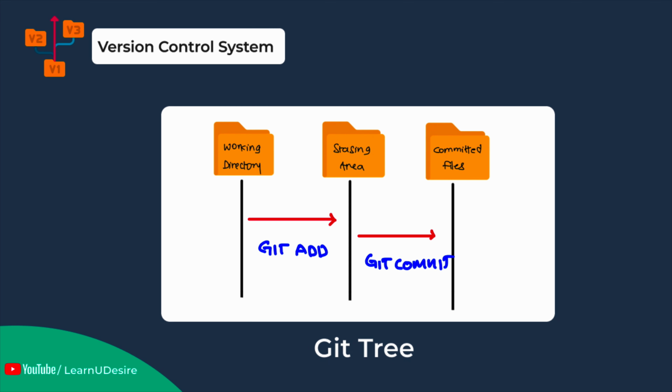Files in each Git project go through several stages. Consider stages as different environments. There are three stages of a Git repository: working directory, staging directory, and committed.